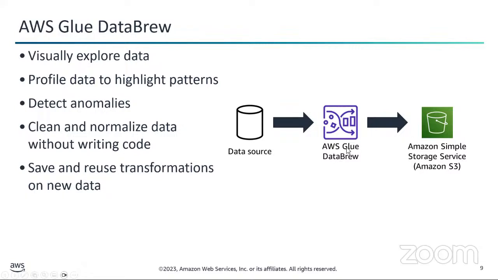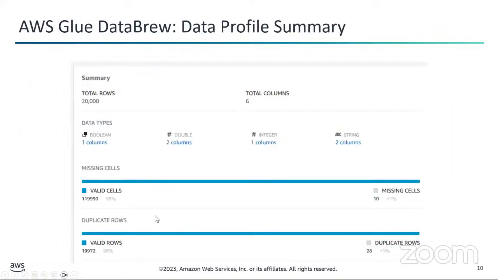So with the AWS Glue Data Brew service, you can visualize the data, you can highlight the patterns, you can detect anomalies, you can clean and normalize the data without writing any code, and then you can save it on an S3 bucket. That's why that icon is a bucket. It's called S3 bucket. It's like a folder. AWS calls it buckets. Bucket, okay? This is AWS terminology. And then it gives you a data profile summary.